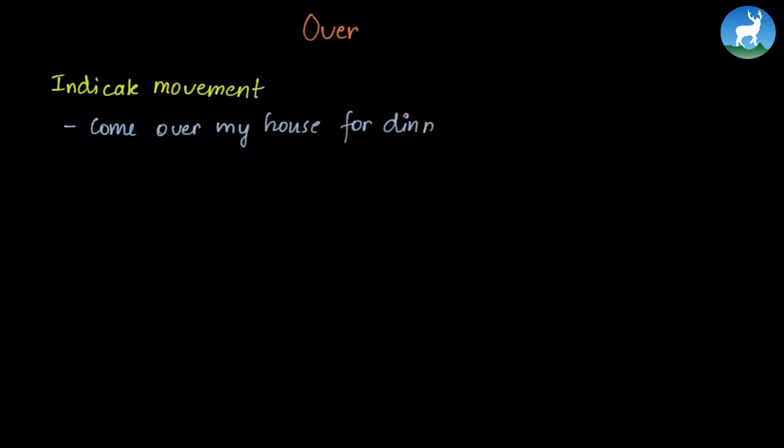So, over is used to indicate movements. For example, come over my house for dinner sometime. You're moving from your place to your friend's house for dinner. Come over for my house for dinner sometime. This indicates movement. This requires movement because you need to go from one place to another for dinner.